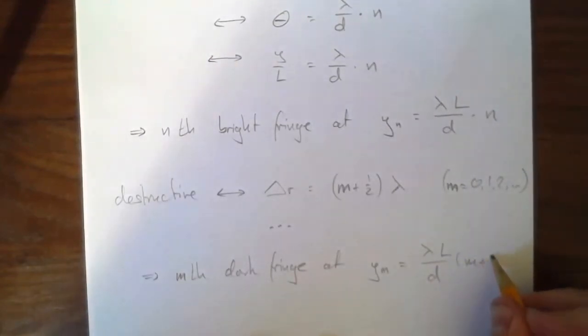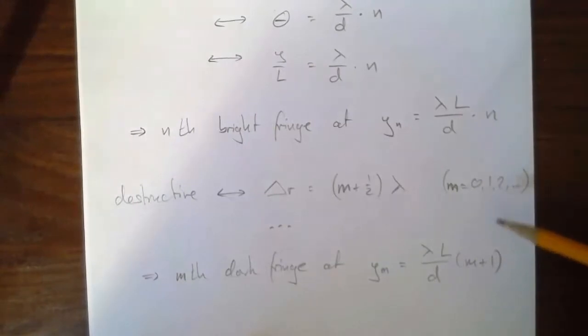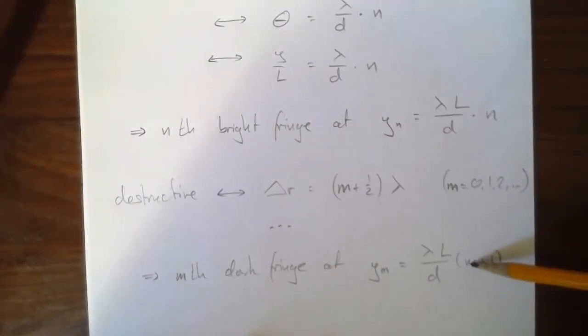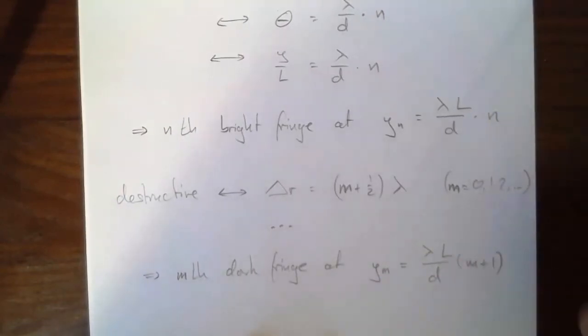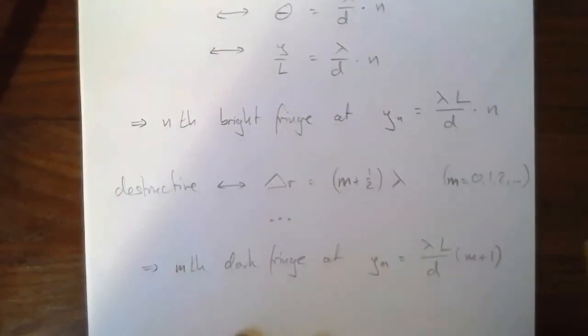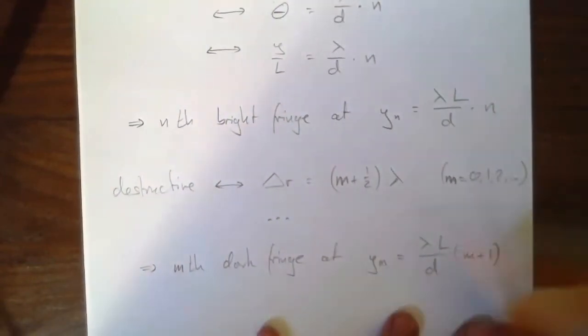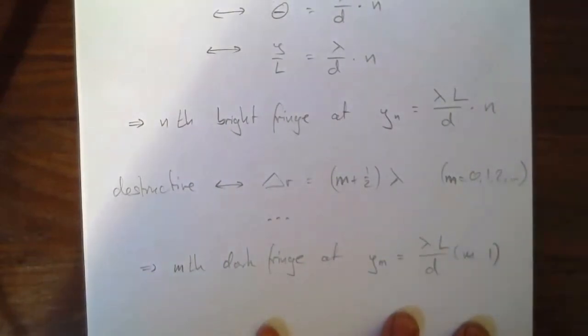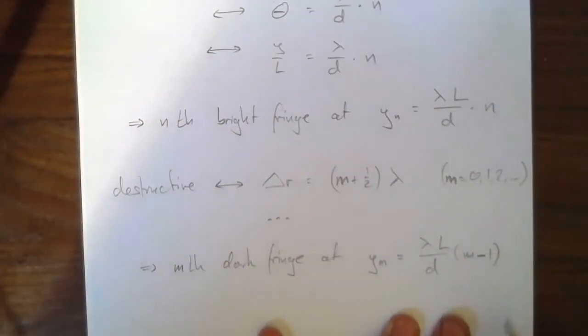I guess I'm going to put plus 1, where the first fringe is m equals 0. That's confusing, isn't it? The zeroth dark fringe is the first one left and right of the middle. Usually you might count differently, and then you'd put a minus in here, right? So this is a matter of how we count. I'm going to actually change it to this.